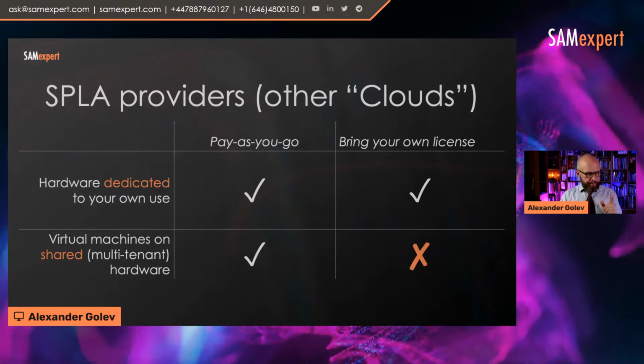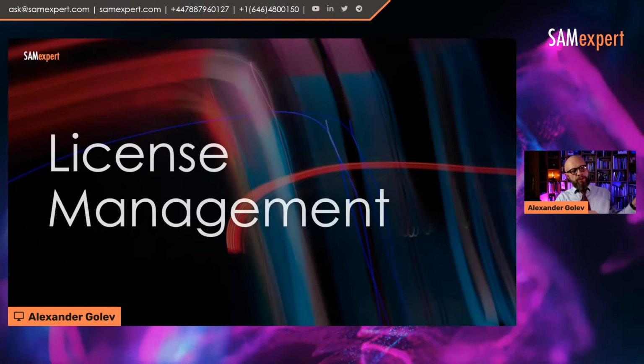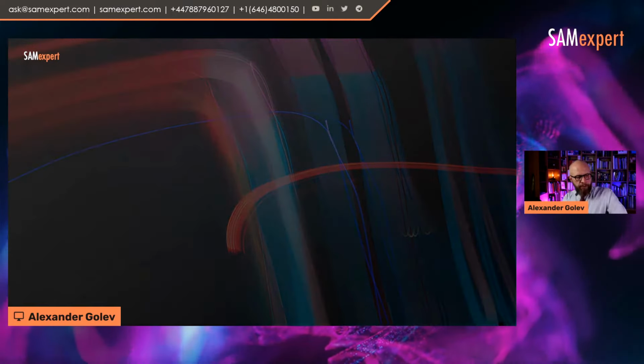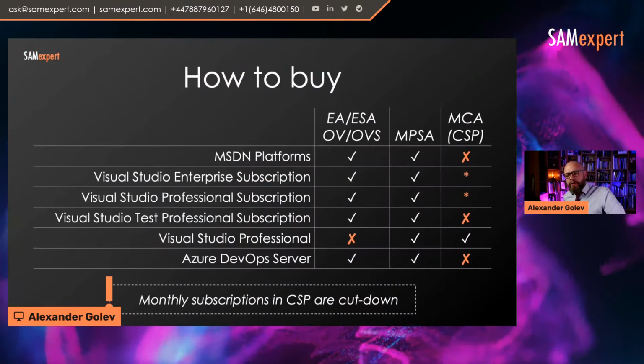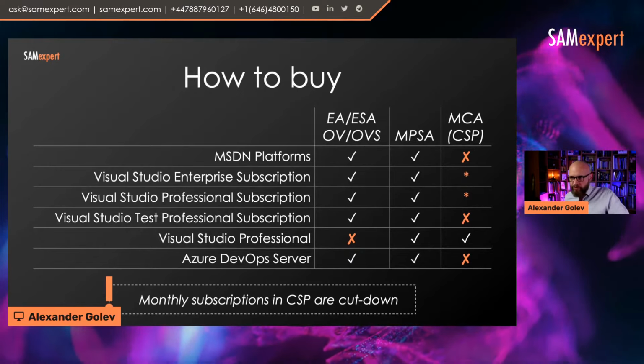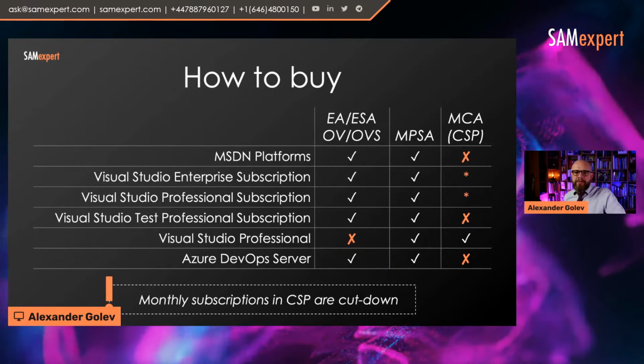License management. So that was all the basic principles. License management, how to buy. I wish I understood completely how to buy, because Microsoft changes rules and introduces new ways of buying. But the simple diagram is here.